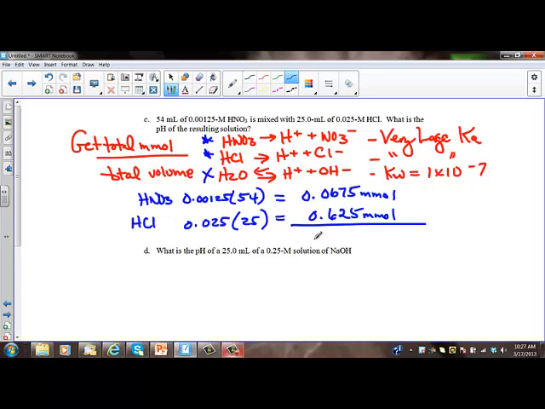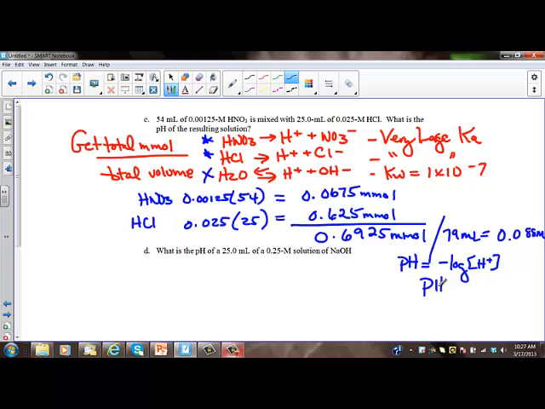Which gives us a total, grand total of 0.06925 millimoles divided by the total volume, which is 54 and 25, which is going to give us 79 milliliters. And that's going to give us a molarity equal to 0.088 molar. And remember that your pH is equal to the negative log of your H concentration. So negative log of 0.088 is going to give us a pH equal to 2.06.